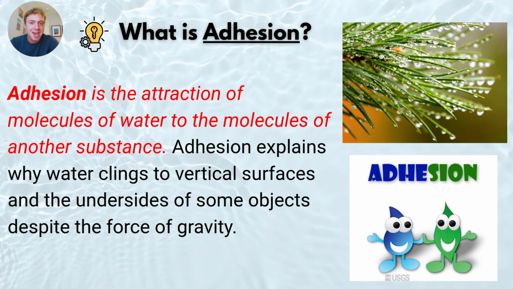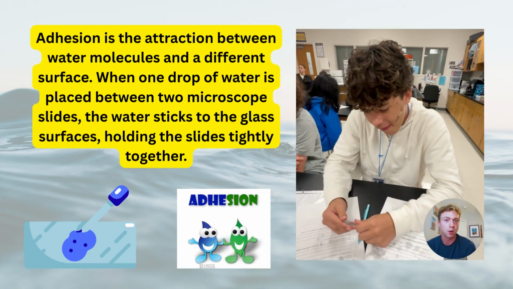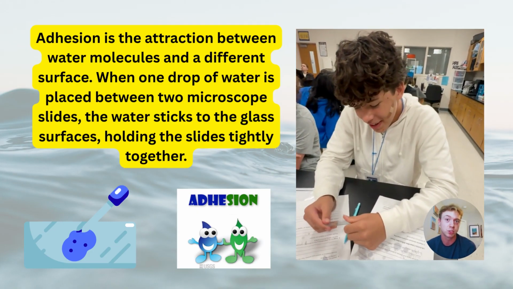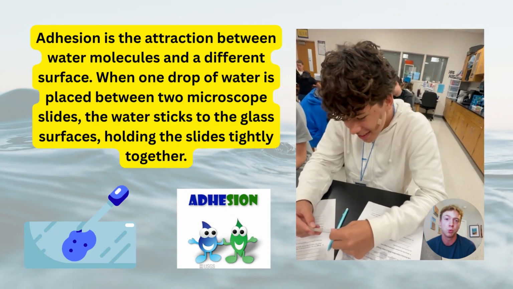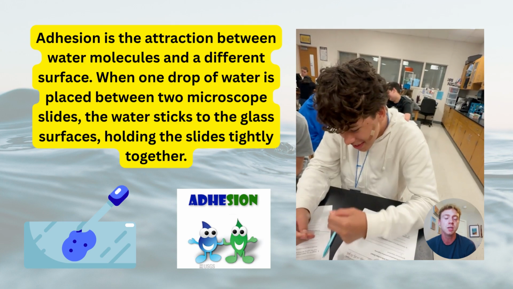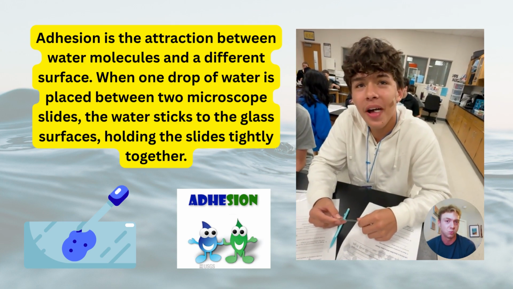Now, on the other hand, we have adhesion. Adhesion is the attraction of molecules of water to the molecules of something else. So, for example, in this picture, you see the water molecules connected to the plant. Now, that's adhesion. Our example of adhesion in the lab was when you took a drop of water and put it in between two microscope slides. Once you put the slides together, it was too difficult to try to pull them apart. Now, this is adhesion because this is water sticking to the microscope slide, which is glass, and water and glass are two different substances.